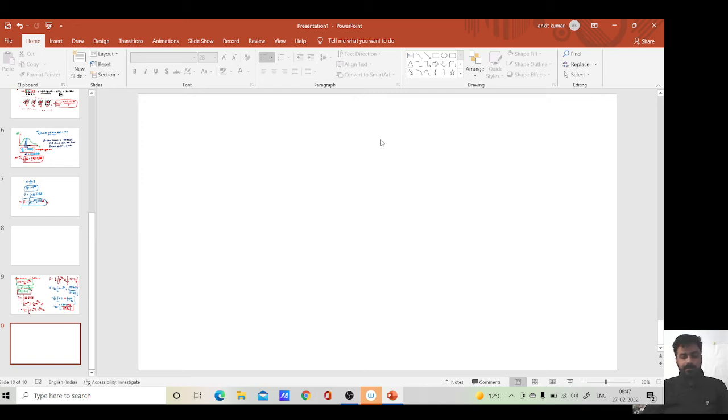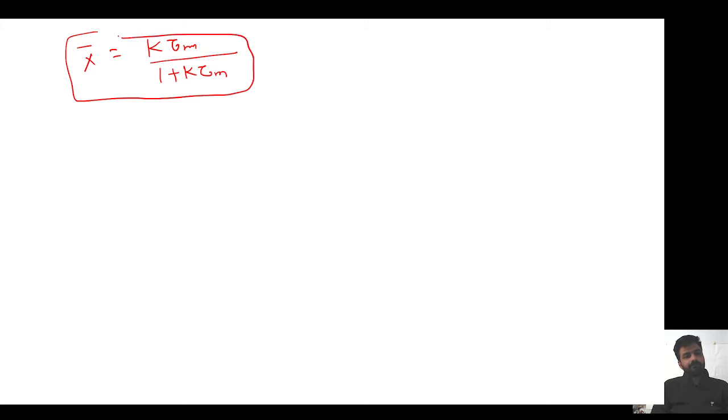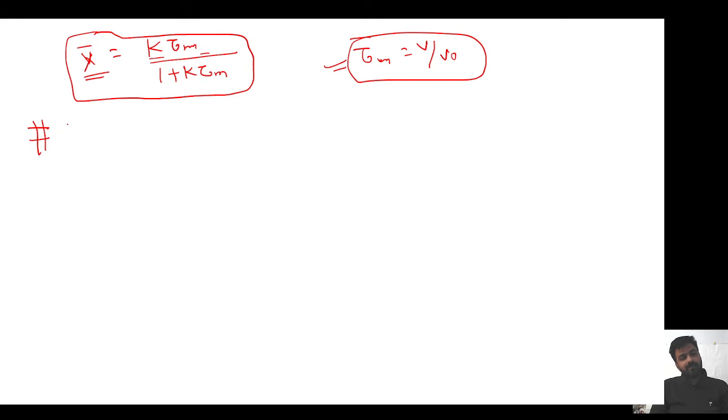So finally you get X bar equal to k tau m upon 1 plus k tau m, and tau m is given as V by v naught, the mean residence time. This is the way you can solve for the conversion of a first order reaction inside the CSTR. The rate constant and time will be given, and accordingly you can calculate. Now I am going to calculate the conversion for an ideal PFR.